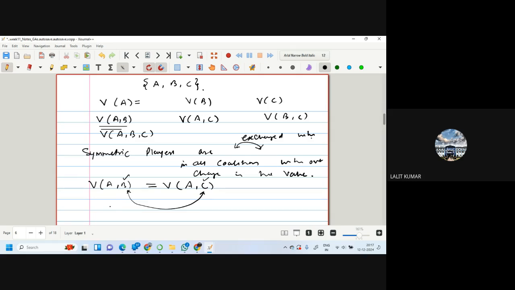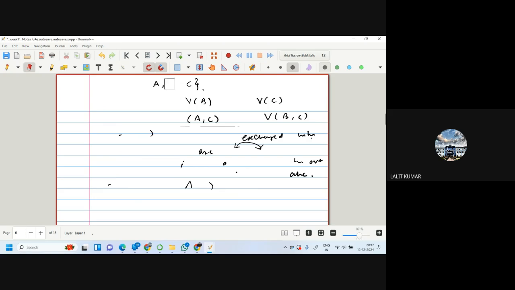So this is a case of three players, and this is only one condition. When you will have four players, the conditions will change. So we'll see examples for that. And I'll give you a tip. If any question comes for a symmetric player, always remember the values of the symmetric players are the same.